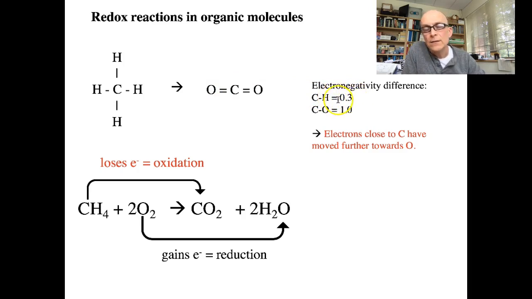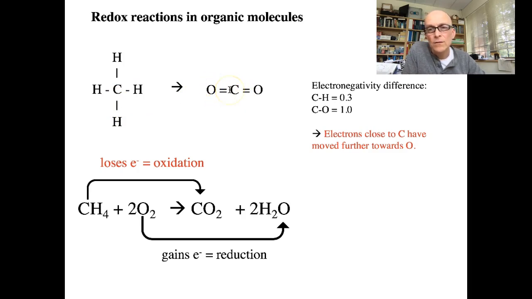Difference here is 0.3, and here it's 1.0. So that means that electrons close to the carbon have moved further towards the oxygen. So here, see, this is not very polar, right? Hardly polar at all. So the electrons are almost equally distributed between the carbon and the hydrogen. But here, that is a different story. Which one is the more electronegative element here?